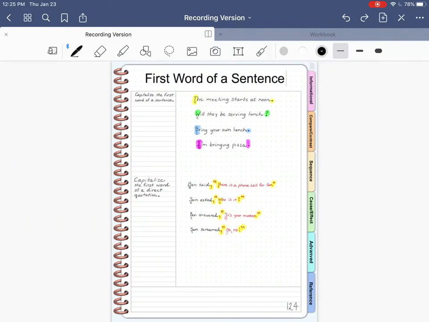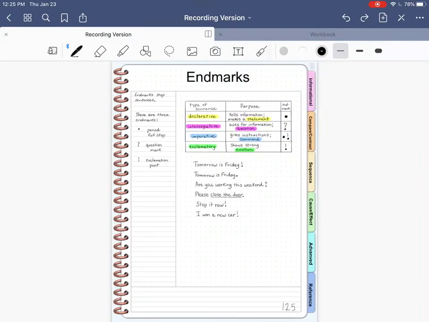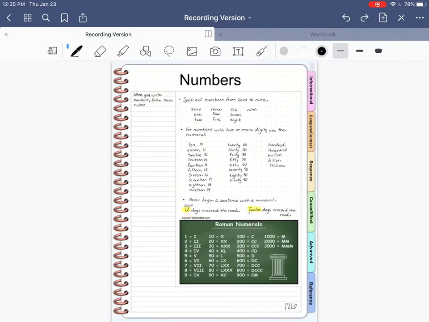We have talked about the first word of a sentence or a quote, so hopefully you're practicing that every time you write. We've talked about end marks, that all sentences must have stop signs, and the stop sign depends on the type of sentence. We talked about numbers and how to deal with those. If it's less than 10, you would need to spell it out. If it's 10 or higher, you can use the numeral.